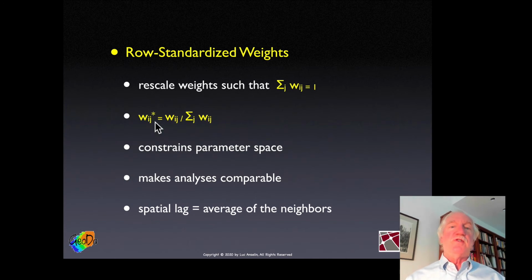It also leads to a concept that we'll actually be using in the next set of modules, the concept of a spatial lag, or a spatially lagged variable, which is simply an average of the neighbors. And we get that average for the neighbors by using row standardized spatial weights.